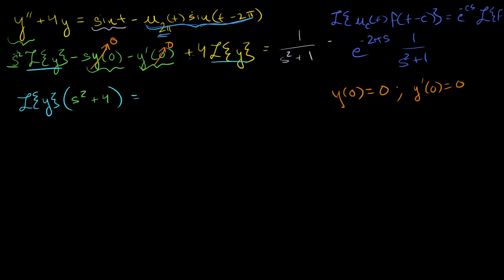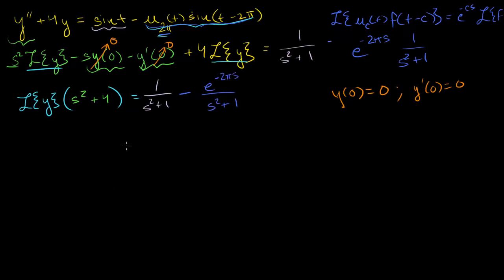And what's the right-hand side? Well, we could simplify this, but I'll just write it out. I don't want to do too many steps at once. It's 1 over s squared plus 1, and then minus, actually, this is a minus, the Laplace transform of this thing, which was e to the minus 2 pi s over s squared plus 1.